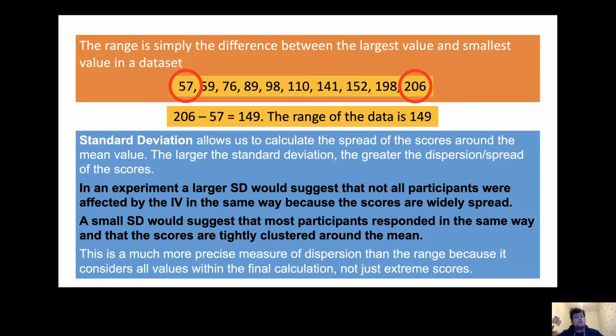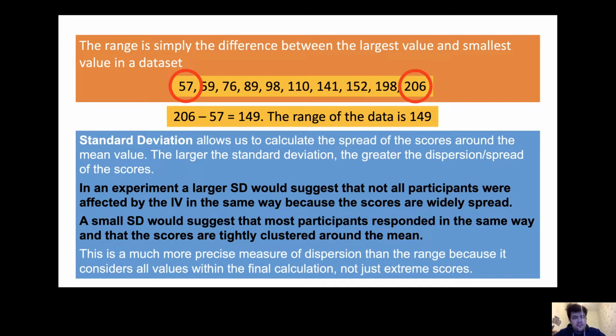You could be asked to interpret what a standard deviation is telling us, and I'll show you an example of that in a second. So if you've got a larger standard deviation, it would simply indicate that the participants are not being affected by the IV in the same way. Because imagine you've got a link between caffeine and memory, and you've got a really large standard deviation. That would indicate that some participants are not at all affected by the caffeine, and that some participants are greatly affected by the caffeine.